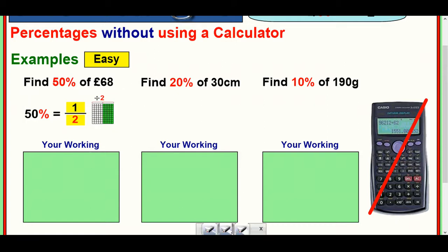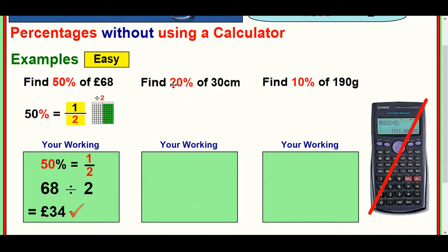So basically what I would do is write that down. I know 50% is equal to half. And I would take my £68, write it down, and divide by 2. Now you can do a bus stop sum if you like, or you can just half it in your head mentally, but that comes to £34. Notice I've put the pound sign in instead of just writing 34.